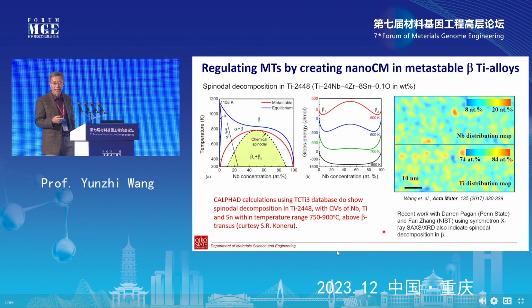And then, of course, if you only have the theory, the prediction, it can stay as a hypothesis. We need to find the experimental evidence in this particular alloy system. We did the kappa calculation.